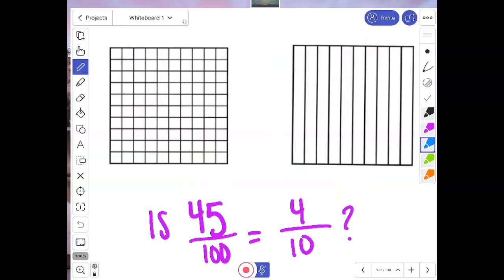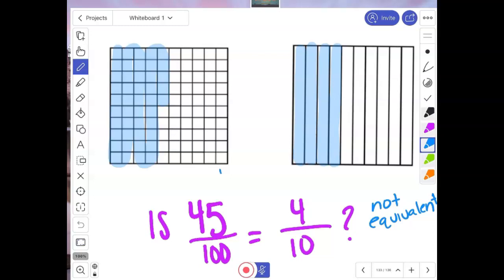Is 45/100 equivalent to 4/10? Let's shade and find out. 10, 20, 30, 40, 1, 2, 3, 4, 5. And 4/10. 1, 2, 3, 4. No, they are not equivalent. The same amount is not shaded. In fact, instead, we could say that 45/100ths is greater than 4/10ths because there's more shaded here on this side.